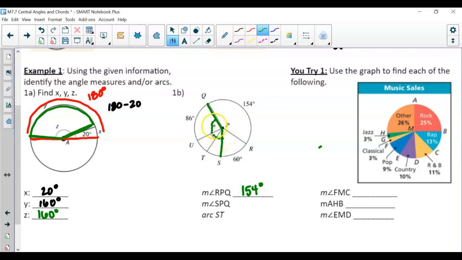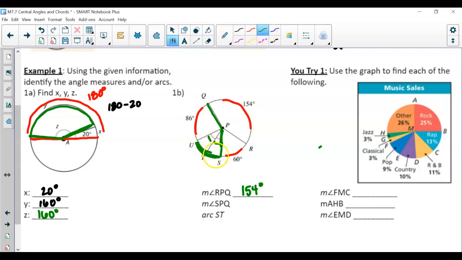So that means now we've got to figure out what is this missing piece. Well, if these two are congruent, then we can look for this section here. This is what's missing. So what could we do to find this missing section? Well, we know we have 86, 154, and 60. So we could add these three up, then subtract from what? 360. So go ahead and pause the video and make sure that you can get the measure of angle SPQ on your own. Let's see what you think.